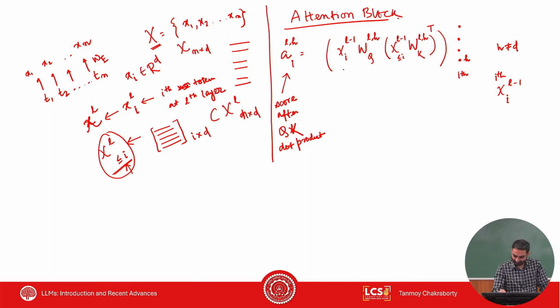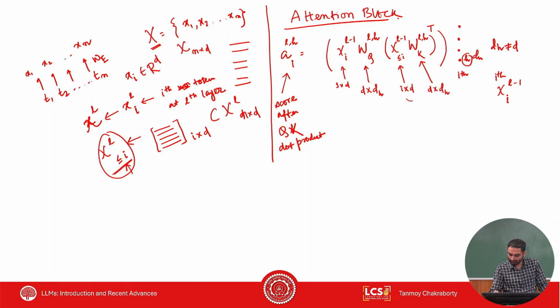So the dimension of this guy is 1 times d. What is the dimension of this one? This is d times dh. What is dh? dh is the size of the head. So the h that I mentioned is basically dh. dh is not the same as d. Okay, clear? What is the dimension of this? This is I cross d. What is the dimension of this? d cross dh.